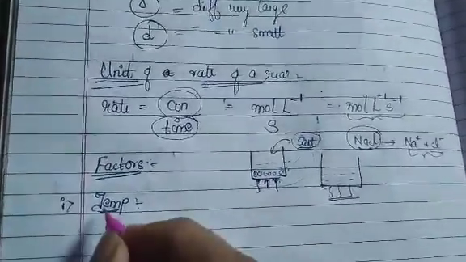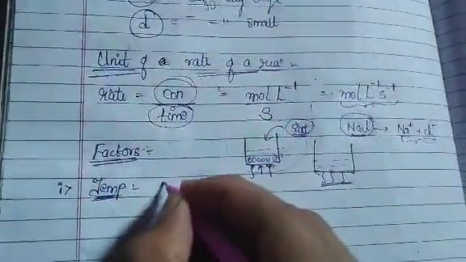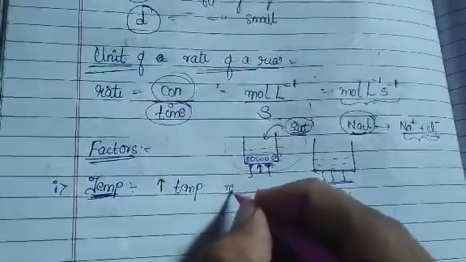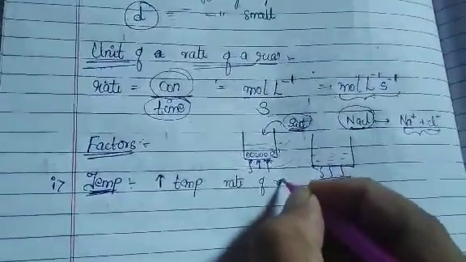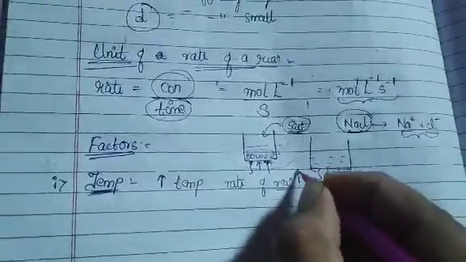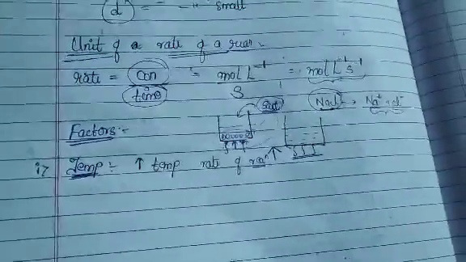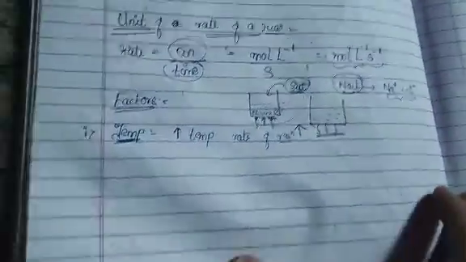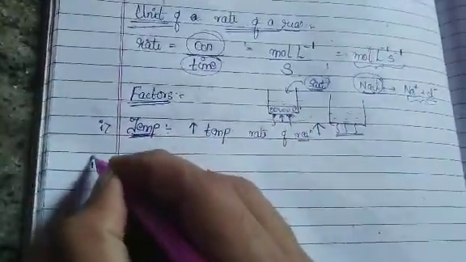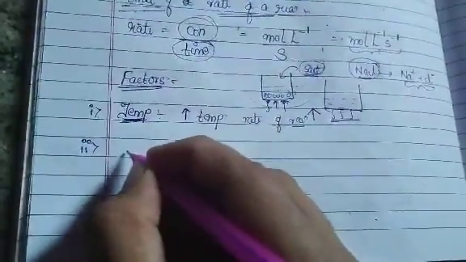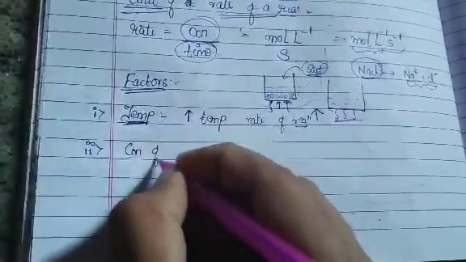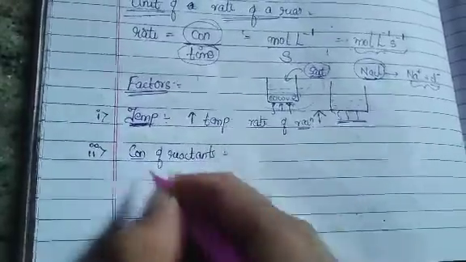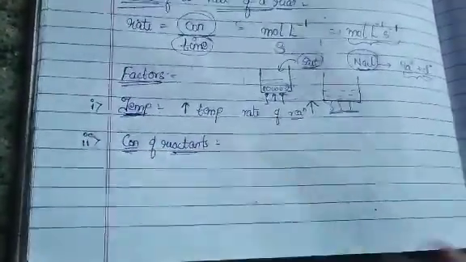So in simple words, we can say that on increasing the temperature, the rate of the reaction also increases. So this is the first factor which affects your rate of the reaction. Coming to the second part, let us see the concentration of reactants. Concentration of reactants. So let us take an example here.